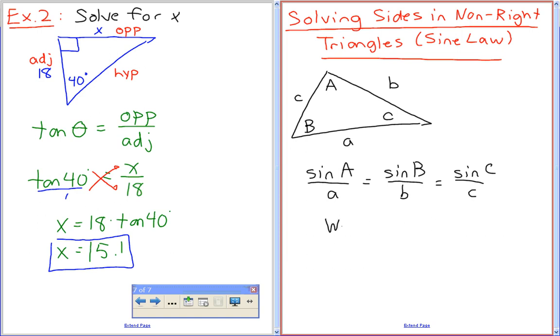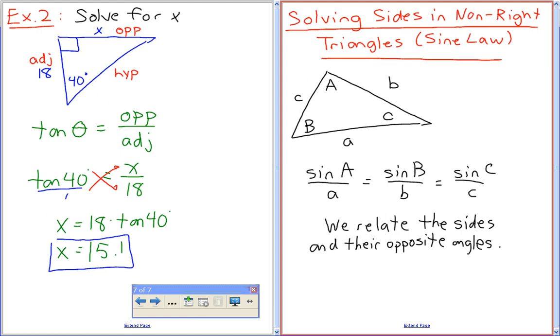So that we relate the sides and their opposite angles. This is a messy diagram, but all I'm trying to say is that angle A is directly across from side A. Angle B is directly across from side B. Angle C is directly across from side C. That's what I'm trying to say.